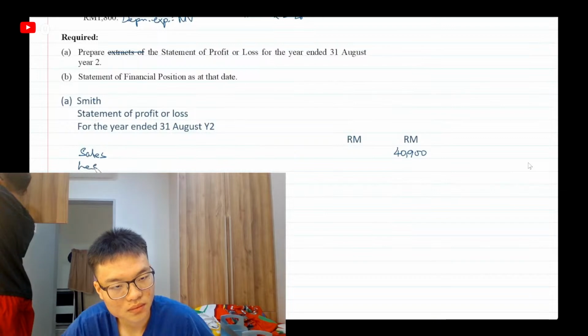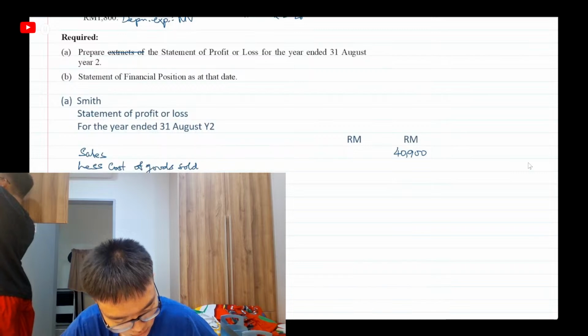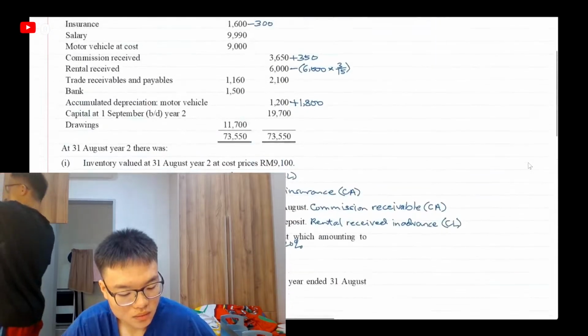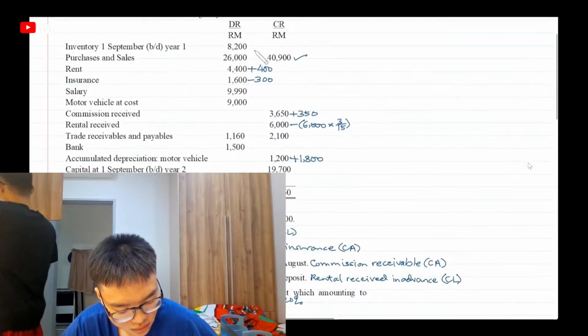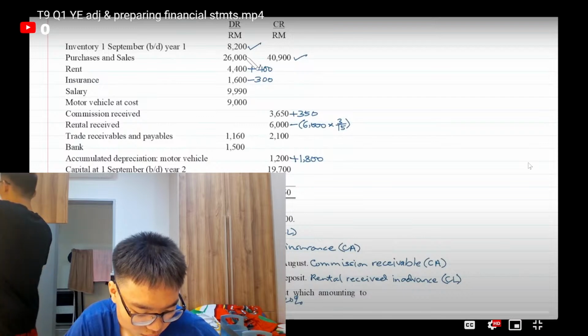So after sales, we calculate cost of goods sold. We start with opening inventory. How much is the opening inventory? It is given in the trial balance, 8,200. Now make sure you remember.